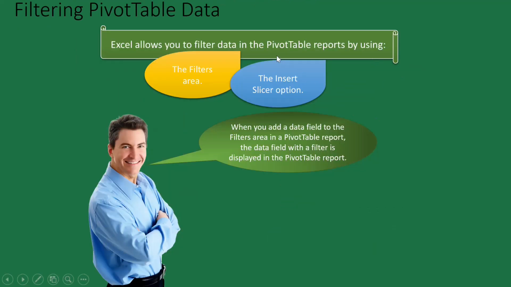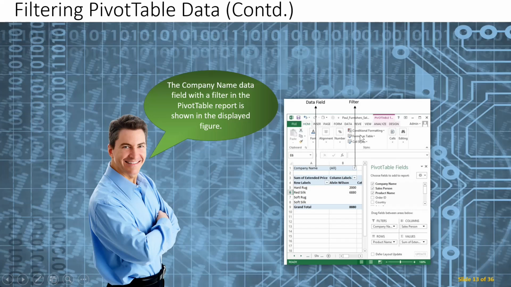Excel allows you to filter data in pivot table reports by using the Filter area and the Insert Slicer option. So we are going to insert the slicer also. In a pivot table, we combine three tools: pivot table features, pivot chart features, and slicer features, where we are able to filter the data. When you add data fields to the Filter area in the pivot table report, the data fields with the filter are displayed in the pivot table report. So in the next video, we are going to see practically how to perform this with pivot table fields.